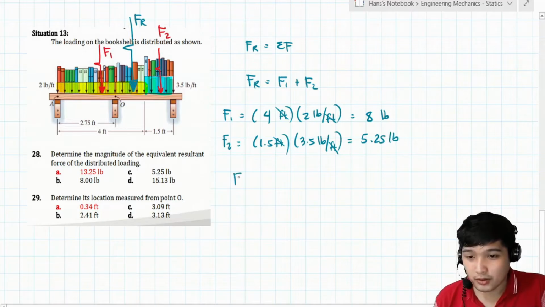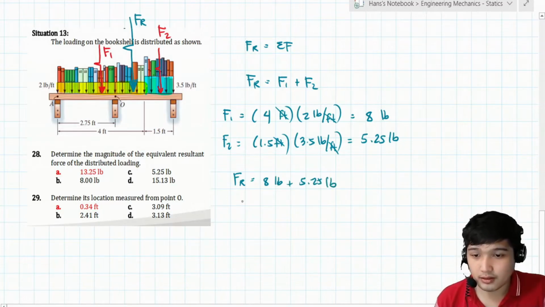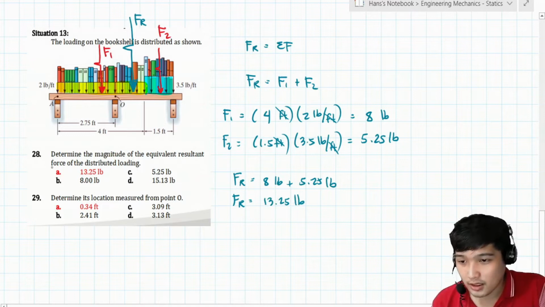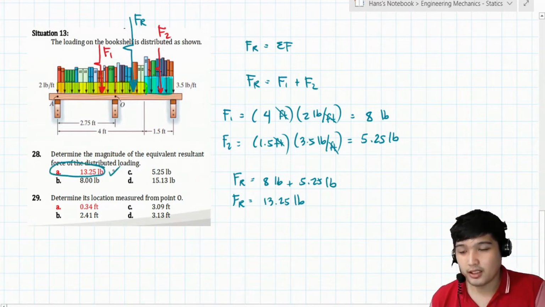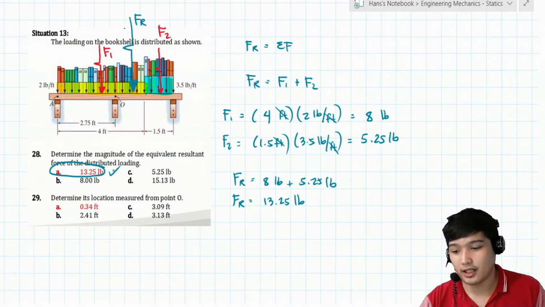So to solve for FR, that is just the summation, 8 pounds plus 5.25 pounds. Okay, so and FR now equals 13.25 pounds. Okay, which is what? Letter A, so we are correct. Okay, so yun lang. Be careful lang, no?